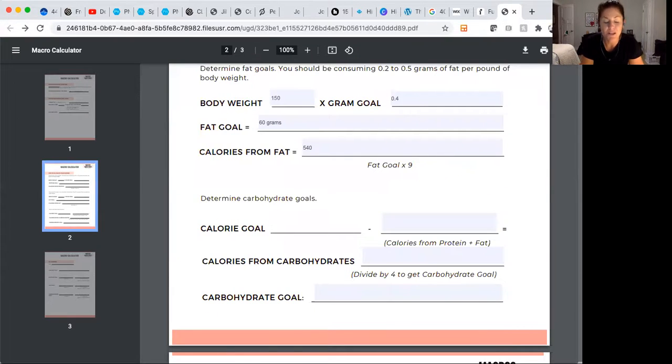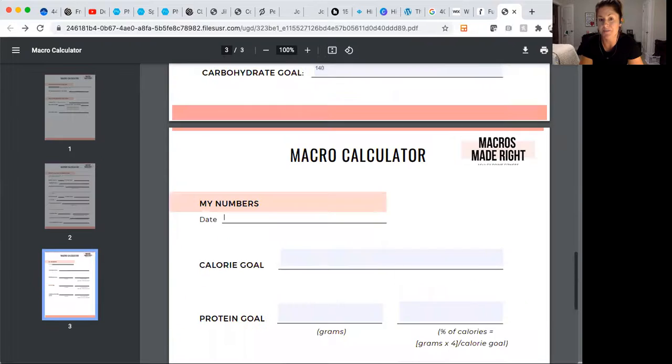So then all we do is we take our calorie goal here, 1,700, minus our calories from protein and fat, so 540 plus 600, that's going to equal 1,140. And then you're going to get your amount of calories from carbohydrates, which is 560. We're going to divide that number by 4 because each gram of carbohydrates equals 4 calories. And you're going to see here, you're shooting for 140 grams of carbohydrates.